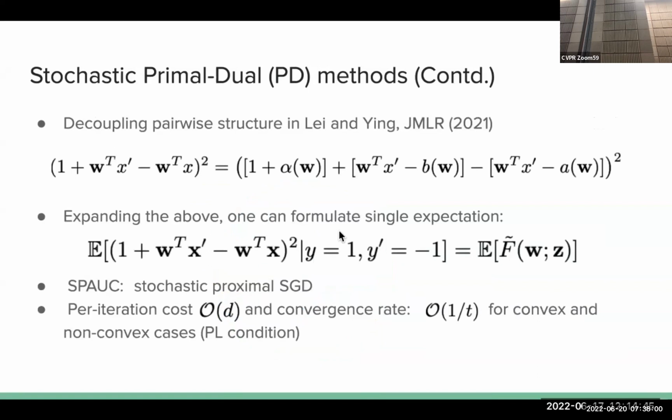Yongwen and I, in 2021, improved the min-max formulation by a simple observation. You can plug A, B, and alpha inside and expand the least square loss function. You can see the AUC maximization objective function can be formulated as a single expectation. We propose an algorithm which can accommodate general regularization terms, called SPAUC. It is a stochastic proximal SGD algorithm, the per-iteration cost is still d, and fast convergence can be proved even for the non-convex case under some conditions.